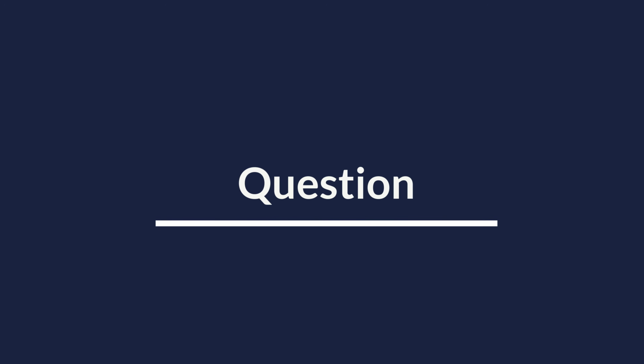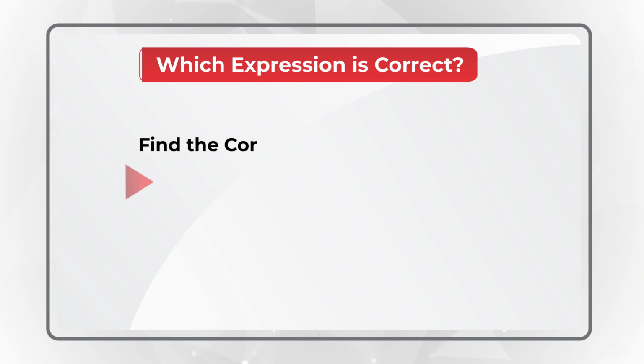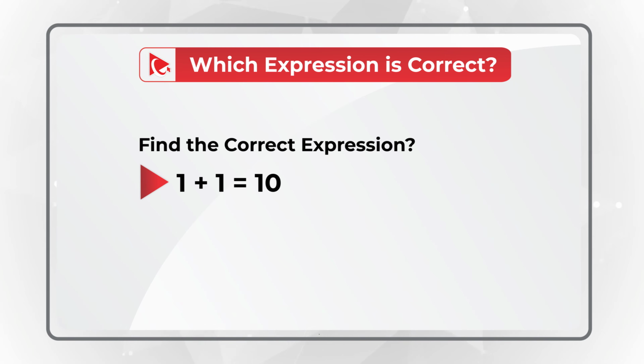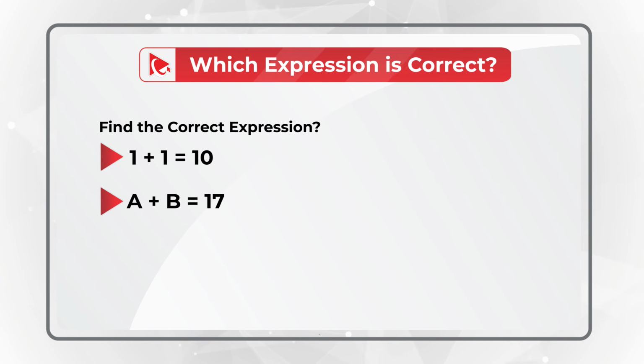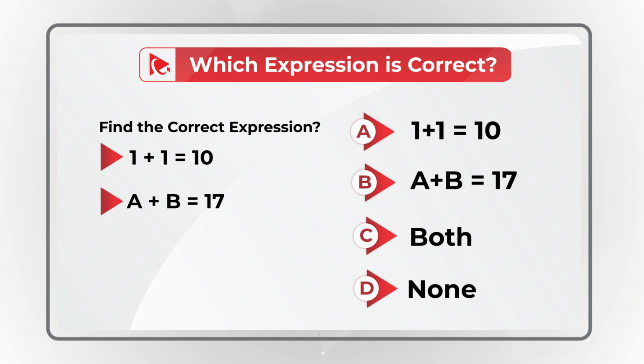Here's a very unusual question which is frequently used in a test. You need to find the correct expression, and you're presented with choices 1 plus 1 equals 10, and second choice, A plus B equals 17. You have 4 different options to choose from. Choice A, 1 plus 1 equals 10 is the correct expression. Choice B, the correct expression is A plus B equals 17. Choice C, both of these expressions are correct. And choice D, none of these expressions is correct.